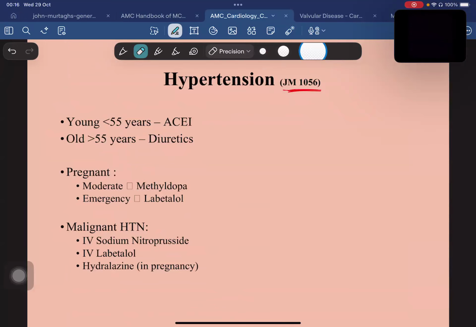So one of the things I told you, I just keep my notes very short. That way I remember almost all the things in my notes. So in hypertension, one thing that you have to remember is young patients. If the patient is less than 55 years, treat them with ACE inhibitors. If the patient is old, more than 55 years, treat them with diuretics.